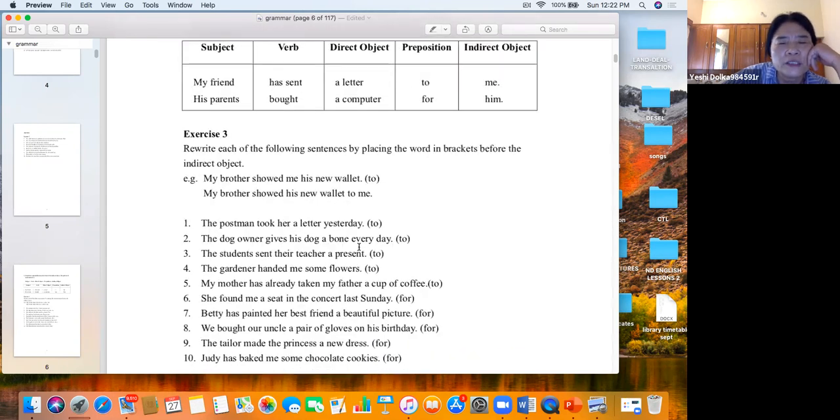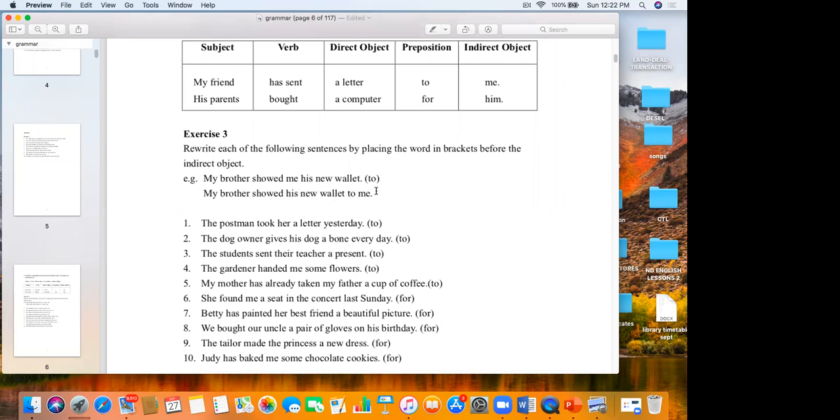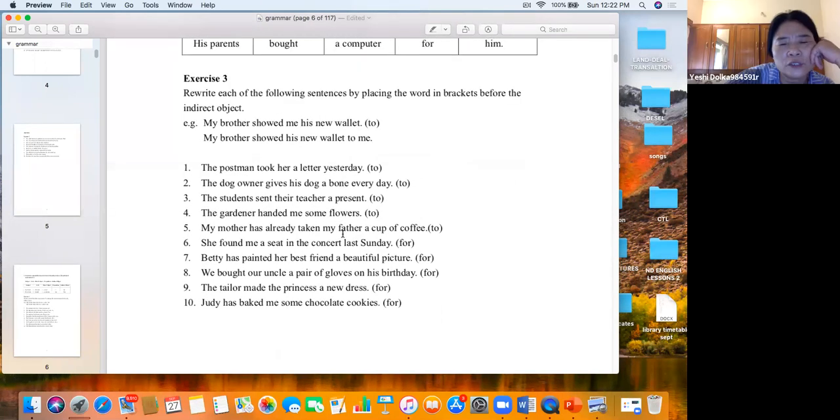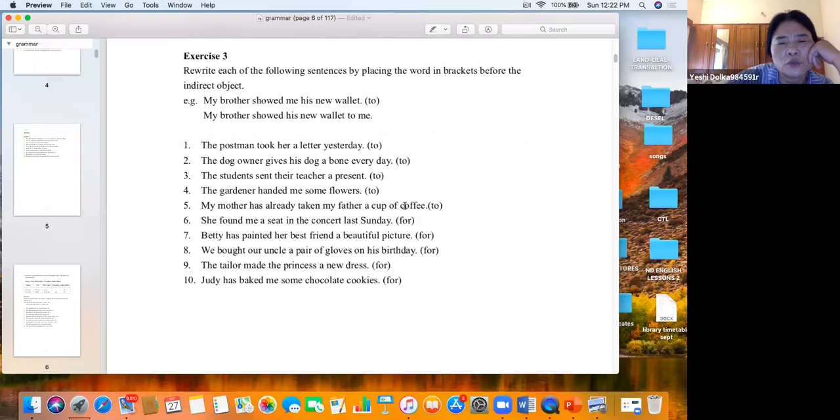Okay, now here is the example. My brother showed me his new wallet. So my brother showed his new wallet to me. Now see if you can do this. Can you do this?